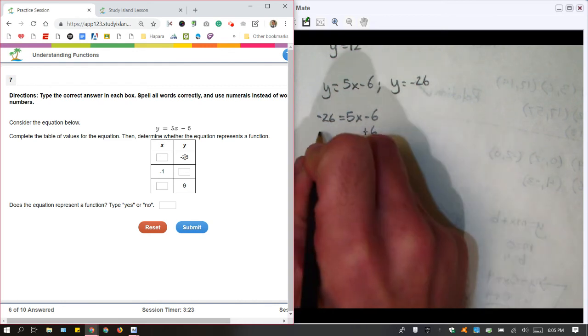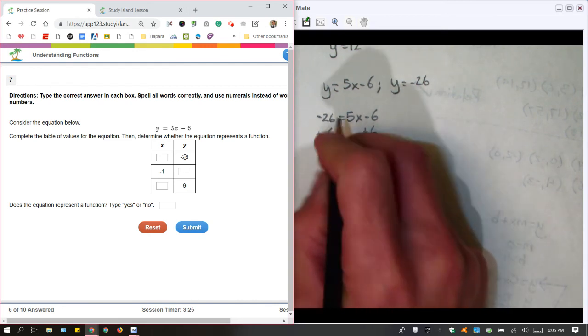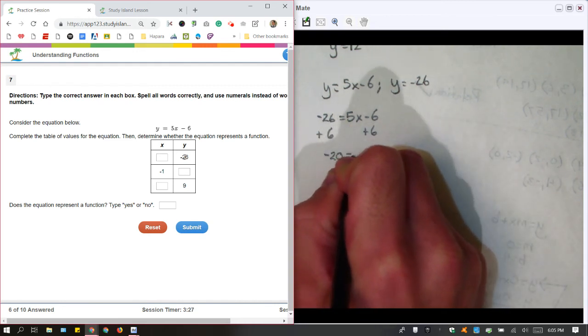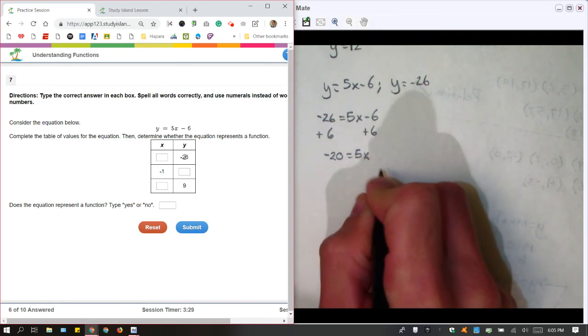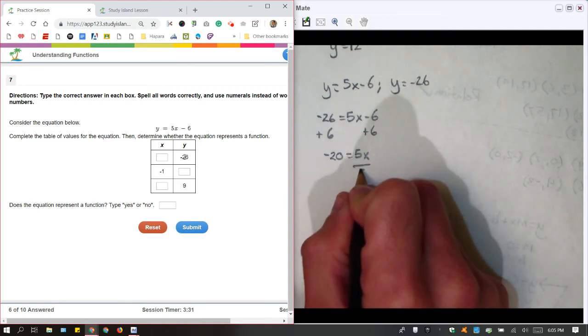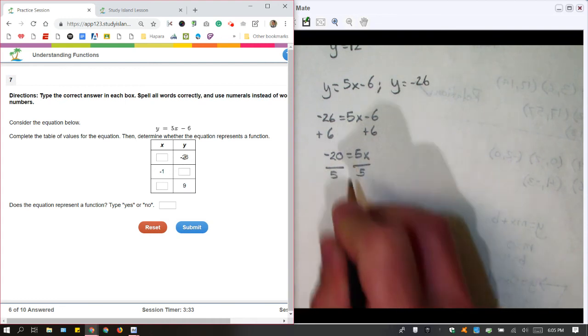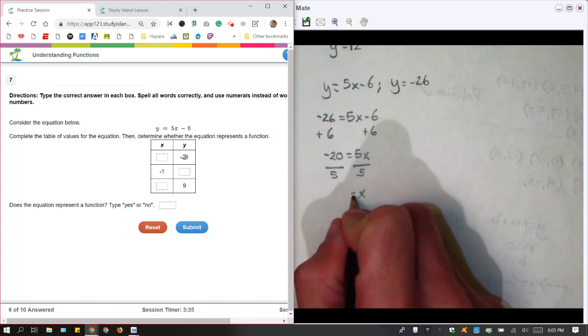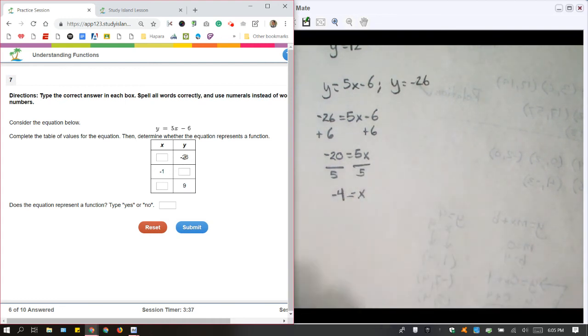Plus 6 on both sides. -26 plus 6 is -20. That is equal to 5x. Now we divide by 5 on both sides. Divided by 5, divided by 5. And we get that x is equal to -4. So when y is -26, x is -4.